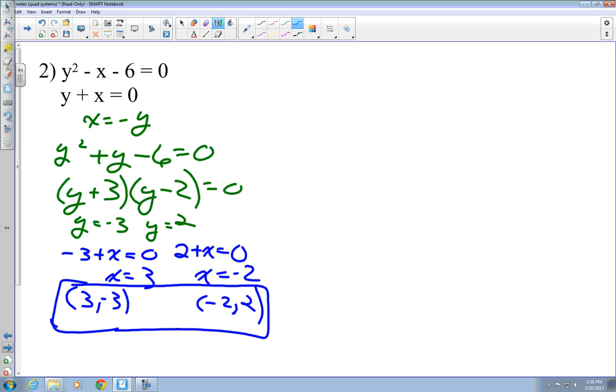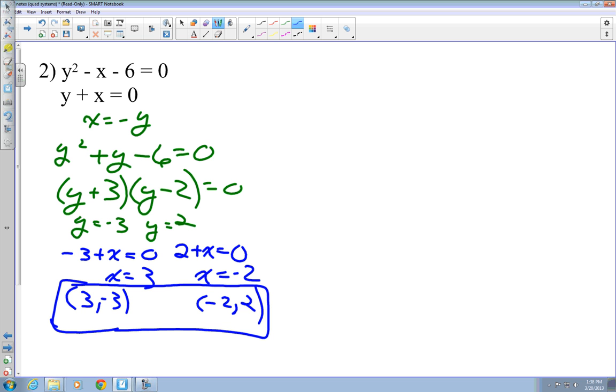Now, again, you should check them in your other equation, make sure they work. Just in the interest of time, I'm going to tell you that they do. So those are your two points of intersection. They both work. And I'll show you what the picture is for that one.